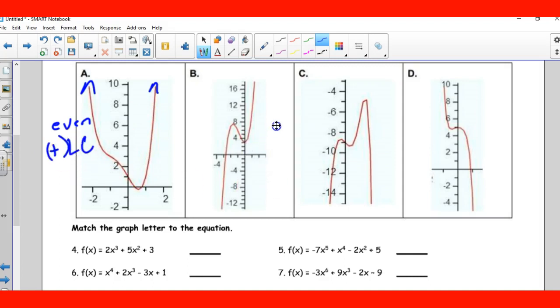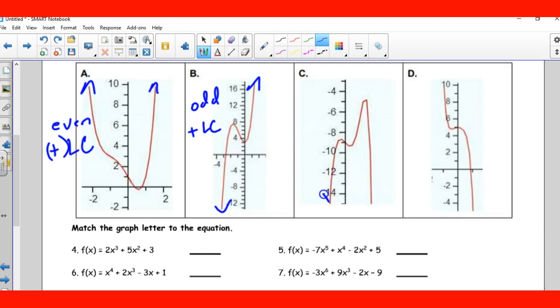If you look at this function, the ends are in different directions. So that means it is an odd degree. And to the right side, it goes up. So that means it has a positive leading coefficient.